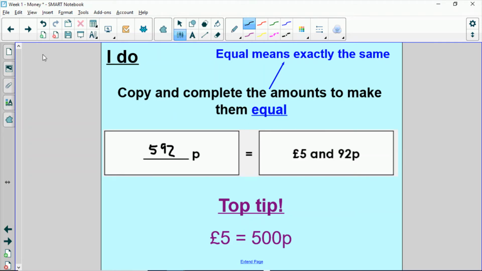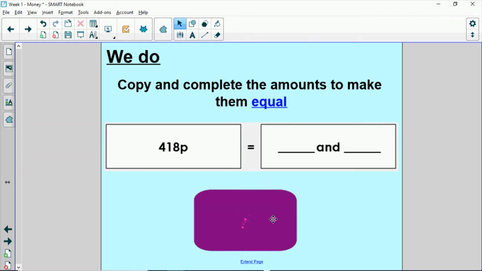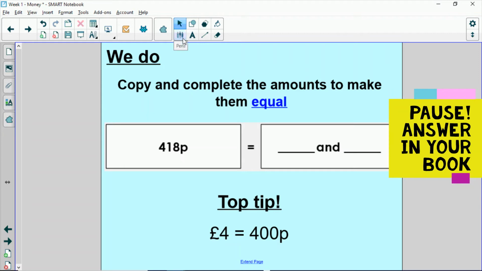Now we're going to look at a question very similar, but this is for you to do in your books. It says, can you copy and complete the amounts to make them equal? So remember, the same. This time you're going the other way. So you're told 418 pence, and you want to tell me how many pounds and how many pence. Now, the top tip is here. £4 is equal to 400 pence. So you know the 400 bit's going to be £4, and then how many pence is left over? Pause the video now to try and answer this into your books.